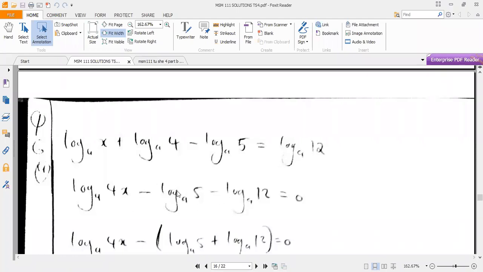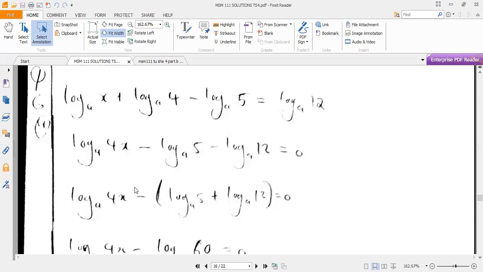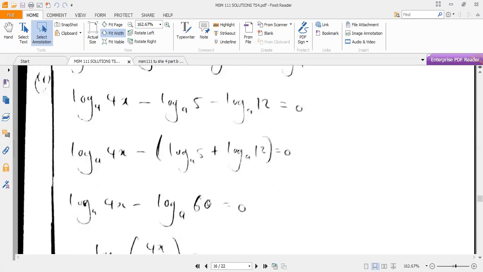Now you can easily see that here there's a minus and here there's a minus, isn't it? So since the minus is common here and there, we can easily factor it out. When we factor out the minus, we have log base A of 4x minus open bracket, positive log base A of 5 plus log base A of 12. Since we are adding here, using that principle again, we can multiply the two arguments, 5 times 12. That's where the 60 is coming from, because 5 times 12 is 60.